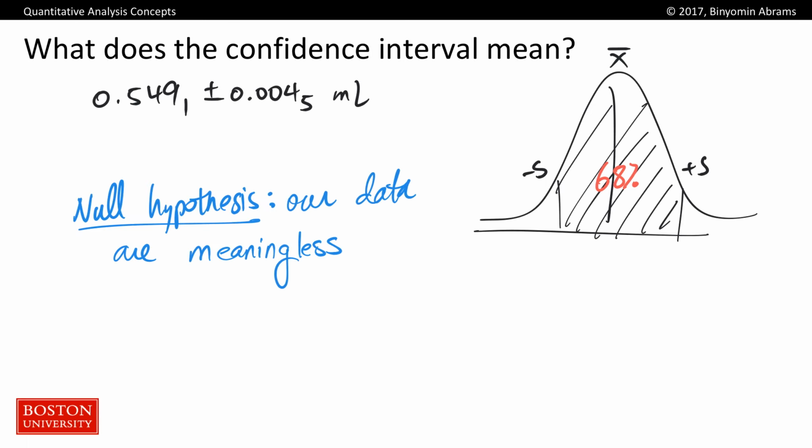Another way of looking at this is a measure of the null hypothesis. In statistics, the null hypothesis is the hypothesis that all of our data are meaningless. In this case, that we are not actually truly measuring what we believe we're measuring. The confidence interval, in turn, is the measure of the region in which we believe the null hypothesis is less than 5% likely to be true.